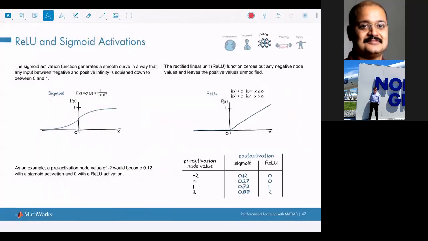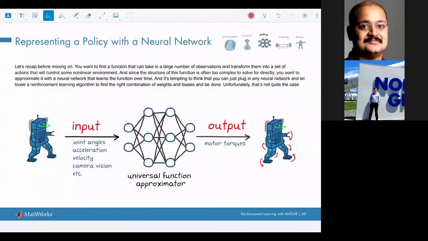Now, we talked about 2 different nonlinear activation functions. You have ReLU, you have sigmoid, and here is the basic idea. We want to come up with a policy. Policy is a complex mathematical function. We don't want to spend time finding out that complex mathematical function. So we are going to approximate that with the neural network.